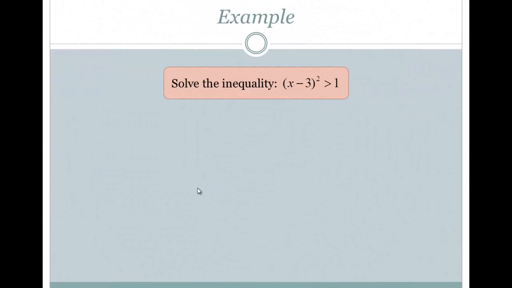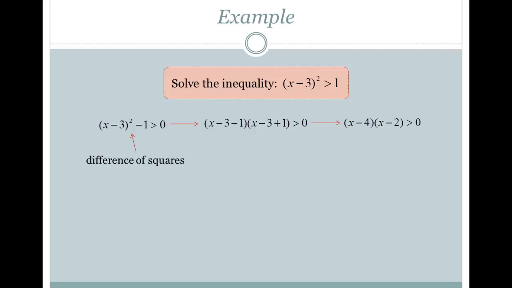Let's look at an example. I want to solve this inequality. Here's my polynomial. I want to find out when (x minus 3) squared is greater than 1. The first thing I want to do is get that to be greater than 0. I want to get the 0 on this side. On this side, although you may not recognize it, this is actually the difference of two squares, and I can factor that. I can say that as (x minus 3 minus 1) times (x minus 3 plus 1). Hopefully you see that.